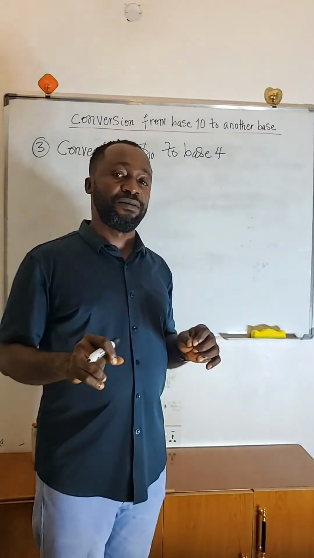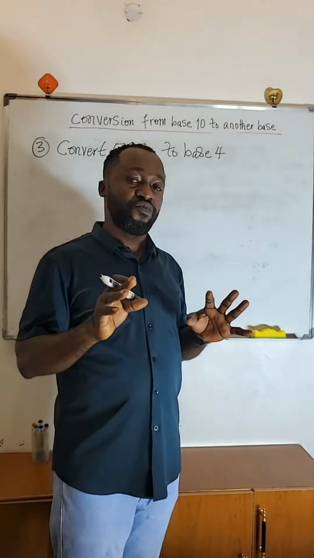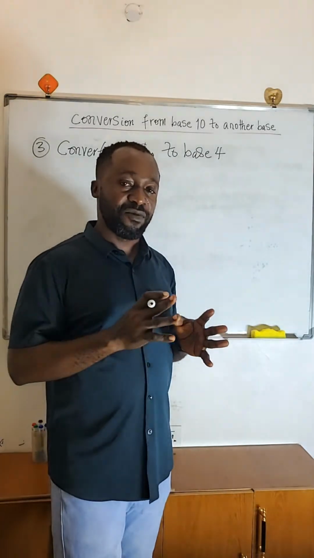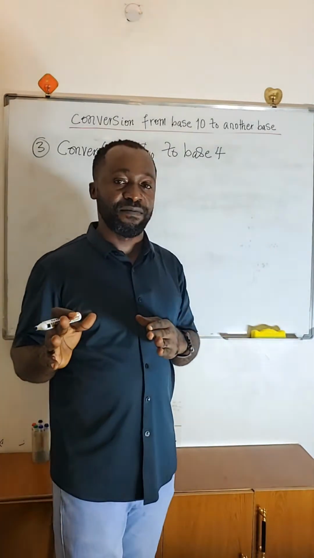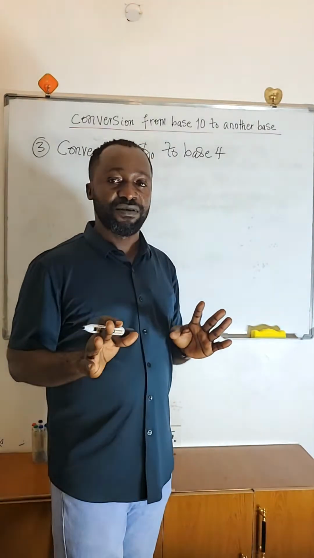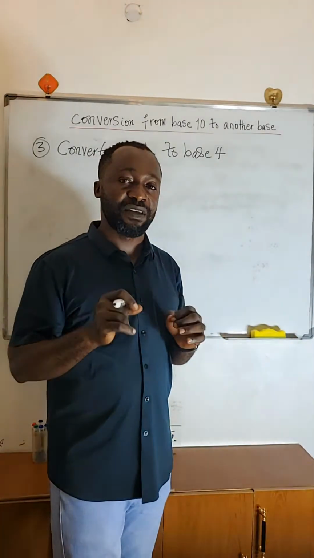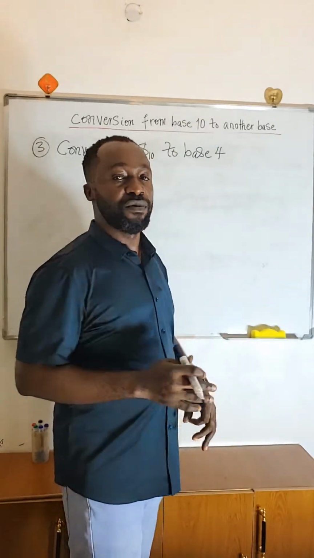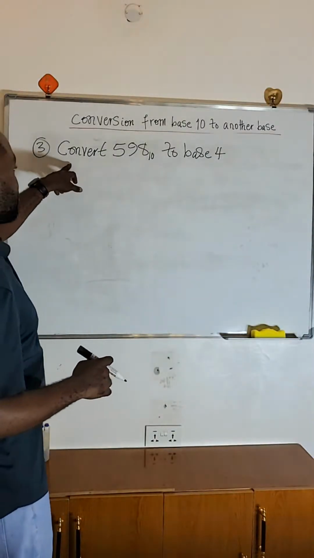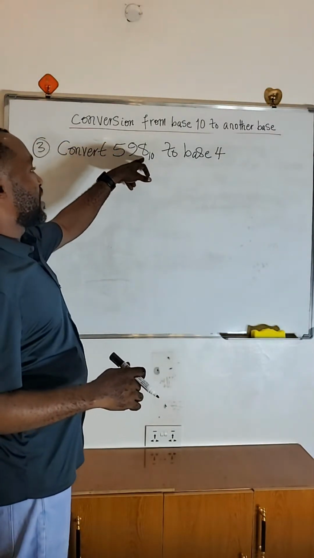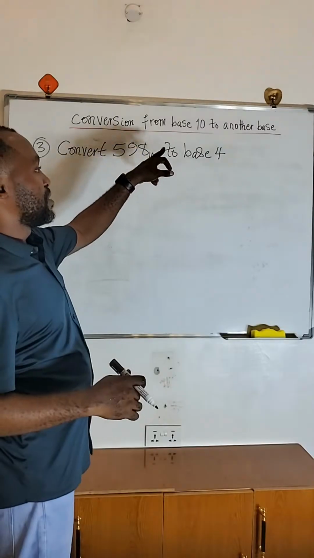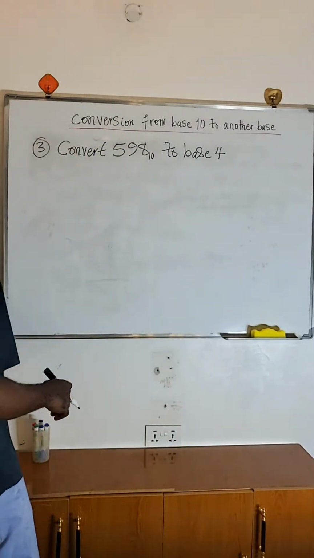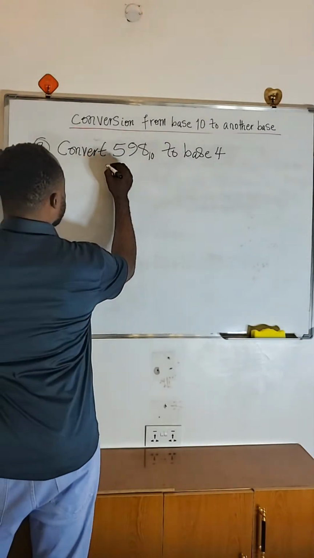Please do well to ask your question where you don't understand. I told you yesterday that whatever we're going to do will be step by step, so we are not in a rush. We are here to serve you. We are here to make sure you understand every bit of the things that we do. So we are asked to convert 598 in base 10 to base 4, and this is the last example of this class.